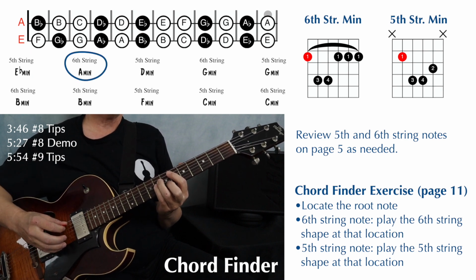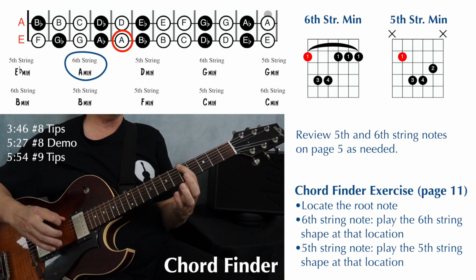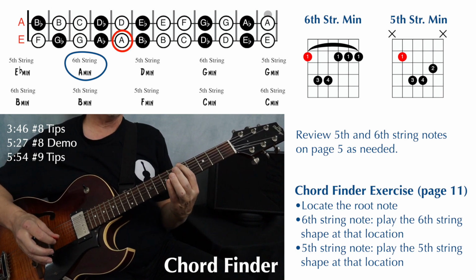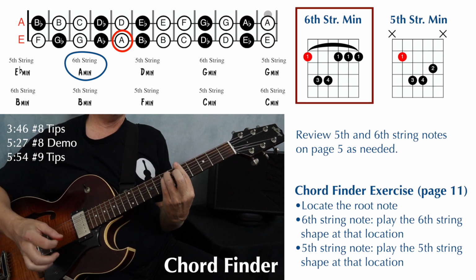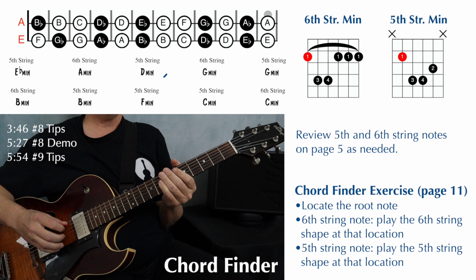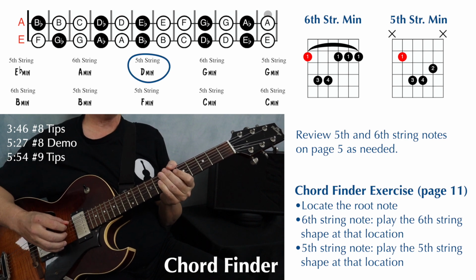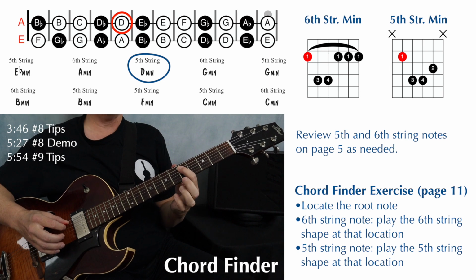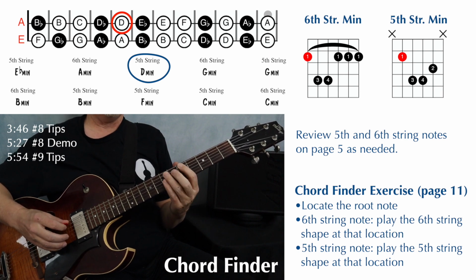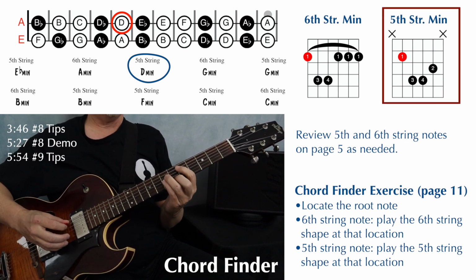Next we need a 6th string A minor. So find the note A on the 6th string. That's going to be at the 5th fret. And then that would be the 6th string minor shape. Next we have a 5th string D minor. We need to find our D on the 5th string. That's also at the 5th fret. And because that's a 5th string root, we play our 5th string shape.